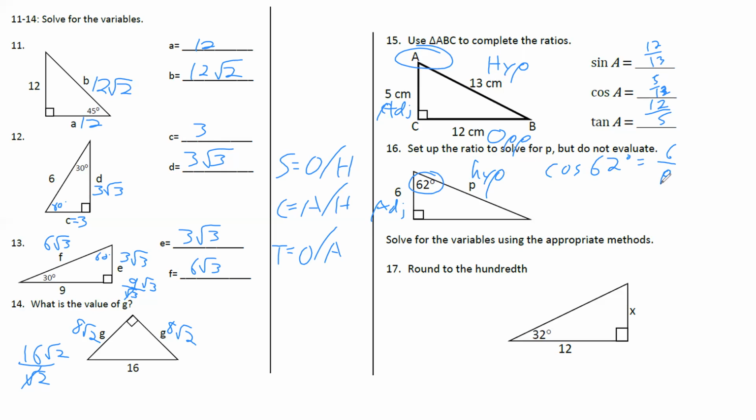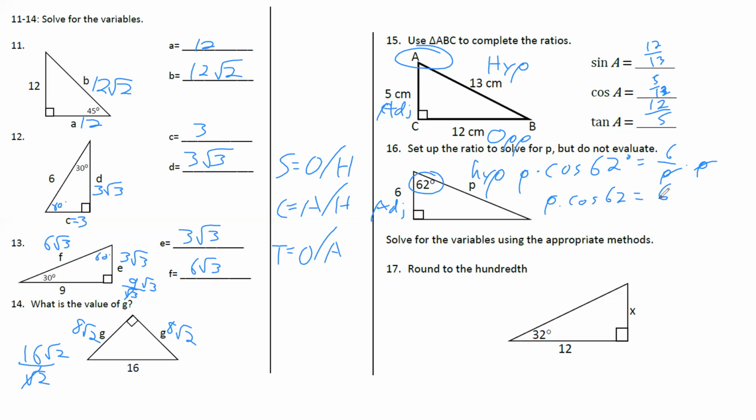Now, P is not by itself. We need to get P by itself. We're not actually going to plug it into the calculator, but we still need it by itself. Well, P is on the bottom, so multiply P to the other side. Cancel off here. We now have P times cosine of 62 equals 6.